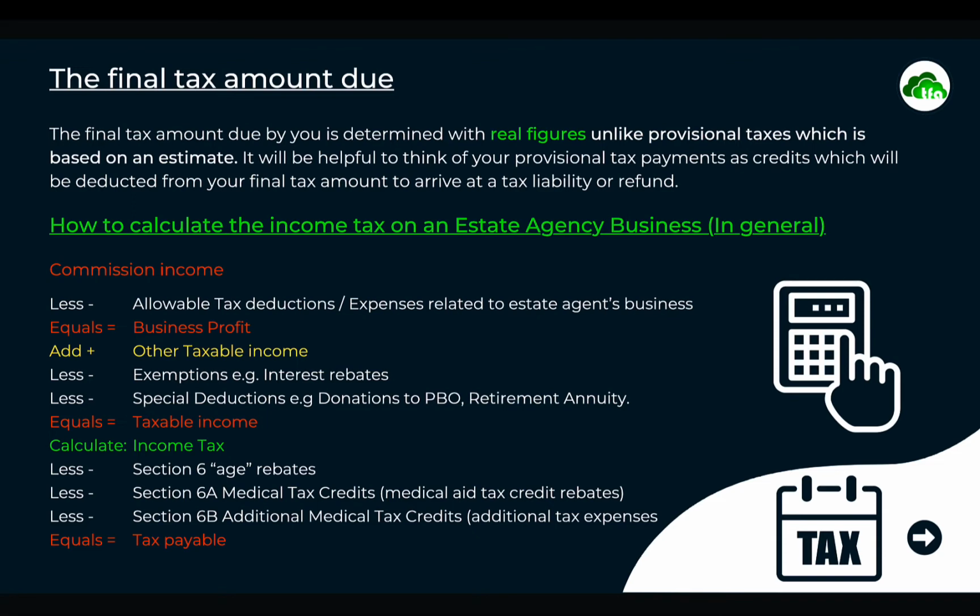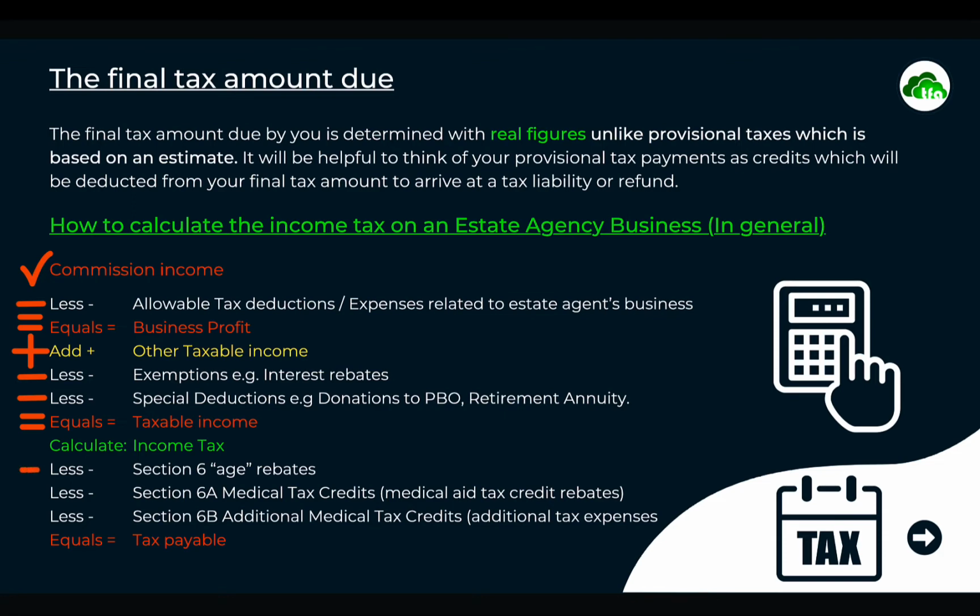Let's look at how to calculate the income tax on an estate agency business in general. We always start with the commission income at the top, less allowable tax deductions, which are expenses related to the estate agent's business, and that equals your business profit. Add other taxable income, less exemptions like interest exemptions, less special deductions like donations to public benefit organizations or retirement annuity fund contributions. That equals the taxable income, from which we will calculate the income tax according to the tax tables as an individual or the tax rate as company tax.